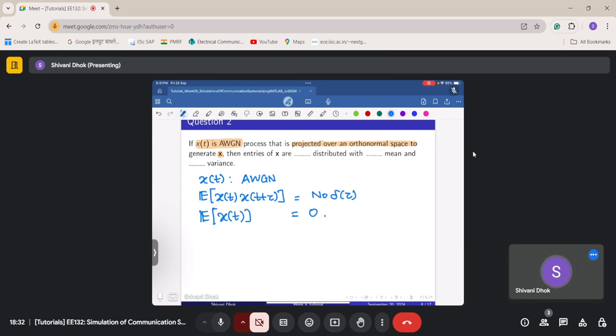And what do we mean by this projected over an orthonormal space to generate x? So if I have this vector x, it will have x1, x2 till xn, transpose. So this is an n dimensional vector. And what does this collect? This vector collects the coefficients by which we multiply each basis signal. So we can write this x(t) as the summation, n equal to 1 to N, of xn times psi n of t. Okay, so this is what we can do.